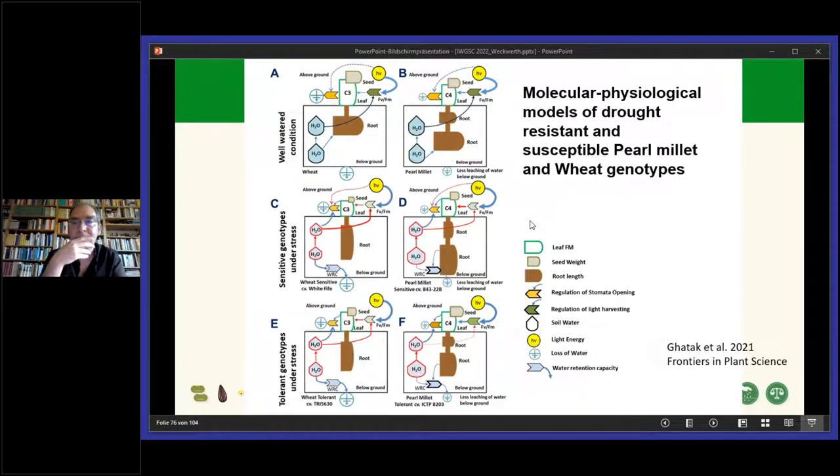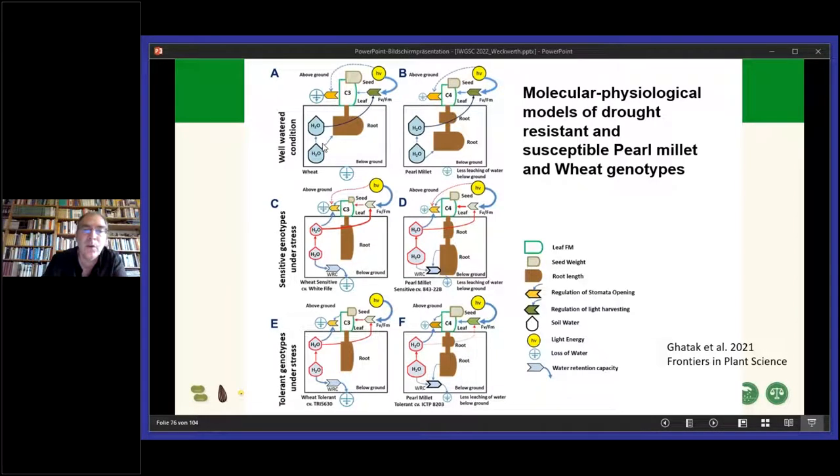Here you see a visualization of these data, for instance leaf photosynthetic activity, seed weight, root length, regulation of stomata opening, regulation of the light harvesting complex, and so forth. You can visualize this with symbols, which depict the quantitative value of these parameters. This is a system by Odom, who invented this kind of visualization approach to visualize multivariate data in a nice manner. And you look here and you immediately see things which are happening.